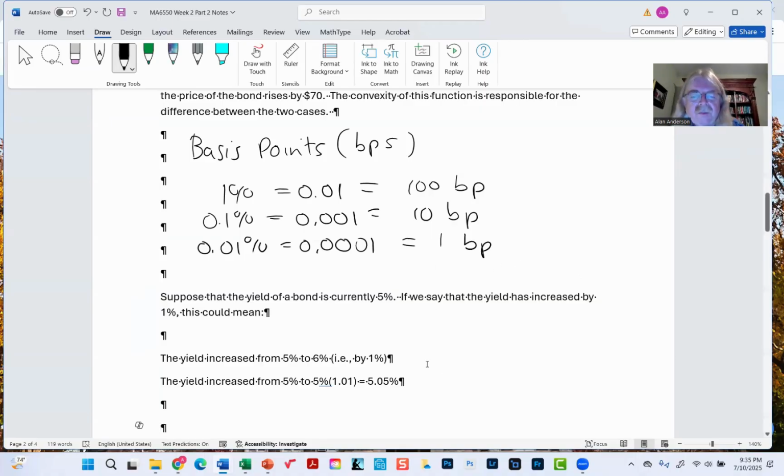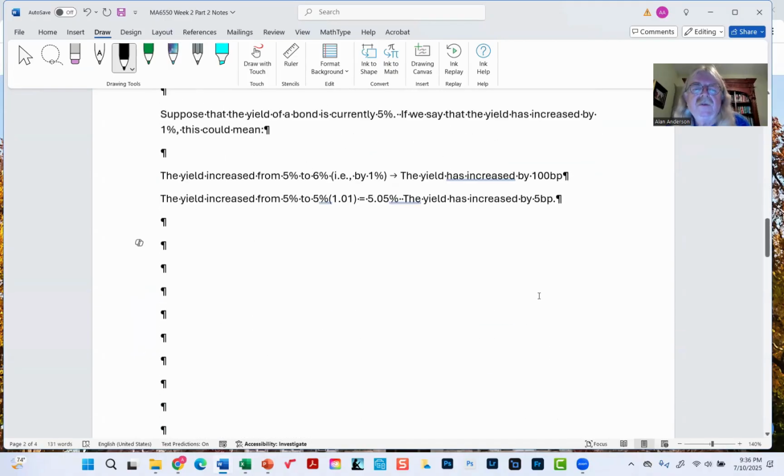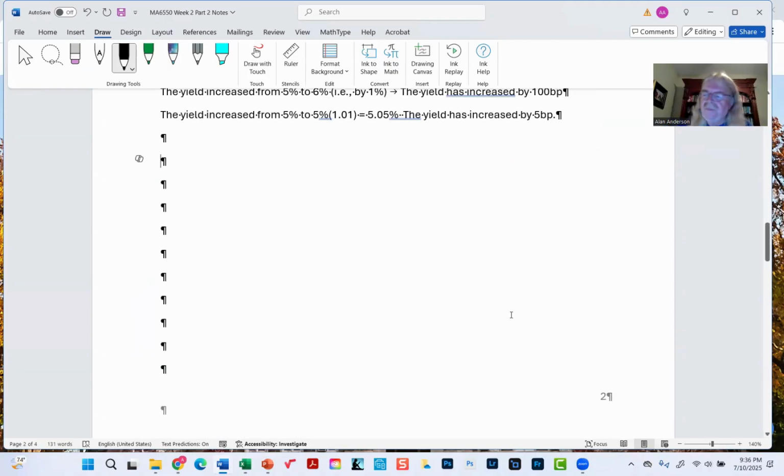With the basis point system, it's very straightforward, because in the first case, we would say that the yield has increased by 100 basis points. And in the second case, we say that the yield has increased by 5 basis points. So it's pretty clear what we mean. In other words, you often hear the term basis points. And in fact, one of the measures of risk that we'll see in section 2 is based on the notion of basis points, so we want to be aware of this. All right. Anyway, now with all that being said, here's what we're building up to.